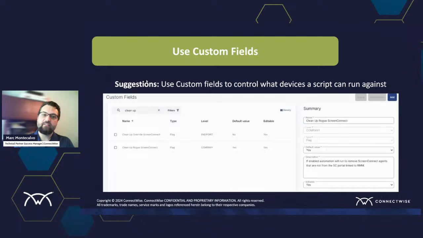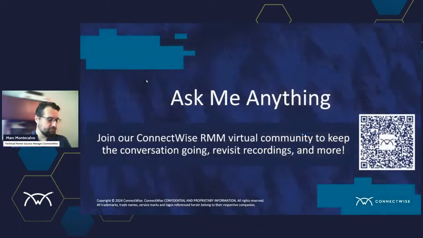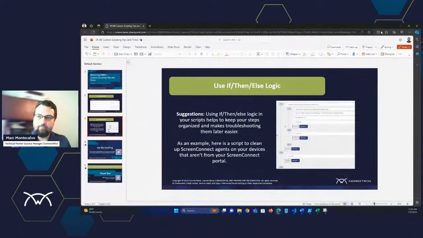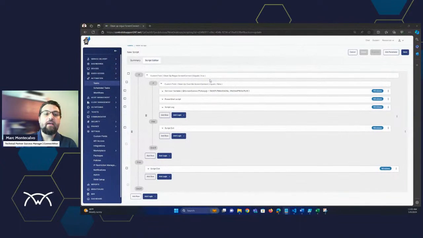And we'll go through that a little bit. The other thing is use custom fields in your scripts. You can use custom fields to do all sorts of things. You can inject in, say, an installation key for software using custom fields. You can store your BitLocker keys in custom fields, or like this example on the screen, you can control what devices a script is allowed to run against using custom fields. You can use these custom fields on your device groups, you can use them in monitors, you can use them in your scripts.